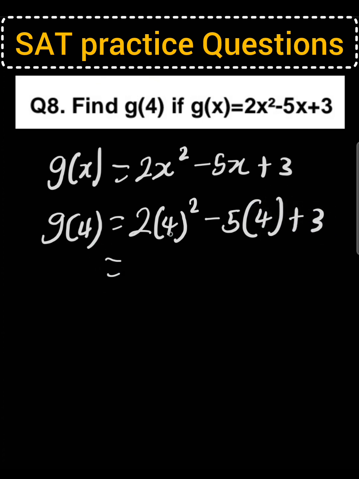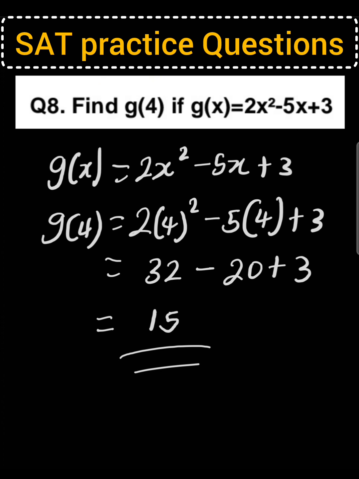Now we simplify further. 4 raised to the power of 2 is 16. Then 16 multiplied by 2 gives us 32. Then minus 5 multiplied by 4 gives us 20, then plus 3. So 32 minus 20 is 12, then 12 plus 3 is 15. Therefore, the answer is 15.